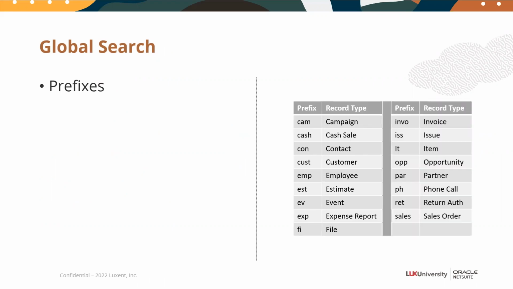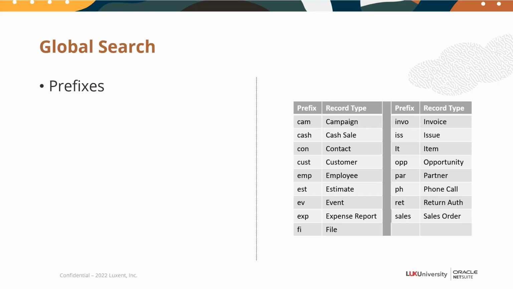So one of the things that you may be already familiar with are prefixes. These are ways to limit your search to a record type by putting a prefix and then a colon. And these are based on the record type of what you're looking for. So if you're looking for an item, you can put IT colon. And so the main thing here is these are the ones that NetSuite recommends.